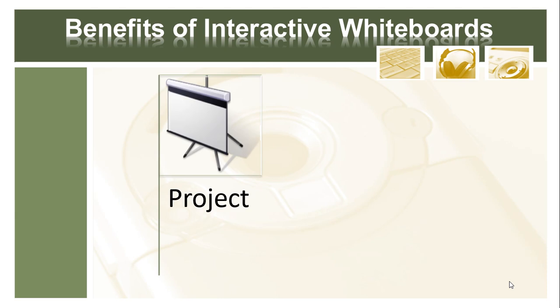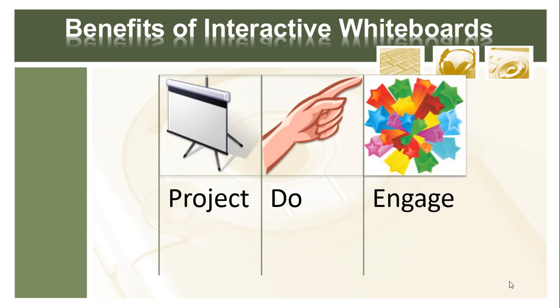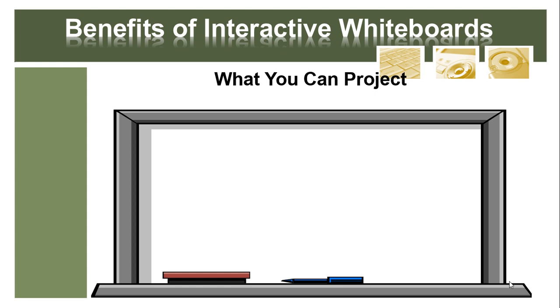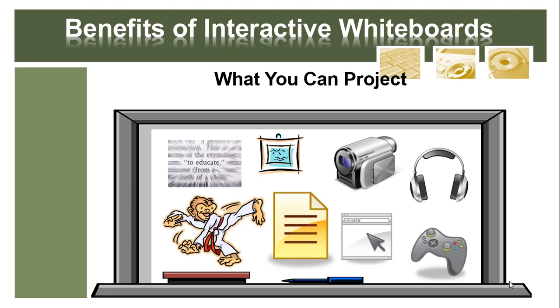So what we can do with the interactive whiteboard is we can project information, we can do things on the whiteboard, and we can engage students with the whiteboard. So what can we project? We can project text, images, video, audio, animations, and different types of documents that contain a combination of these as well as games.